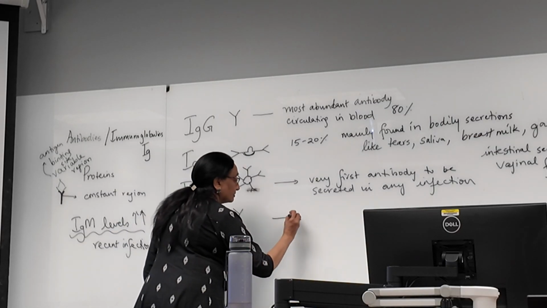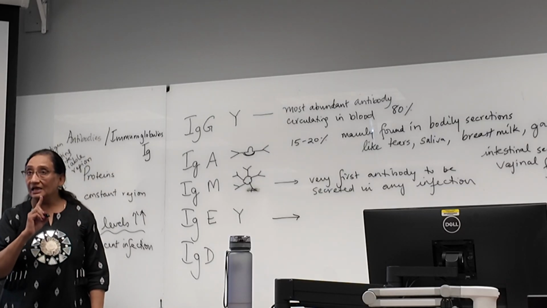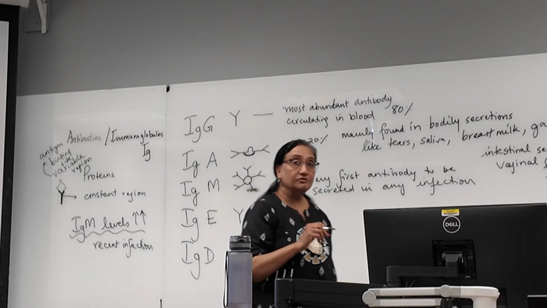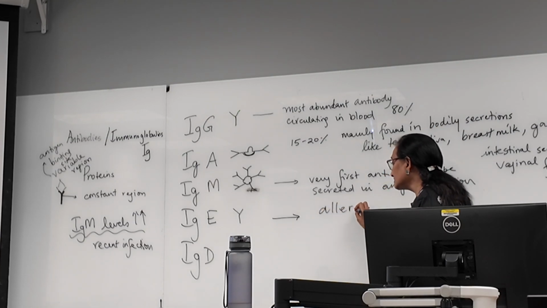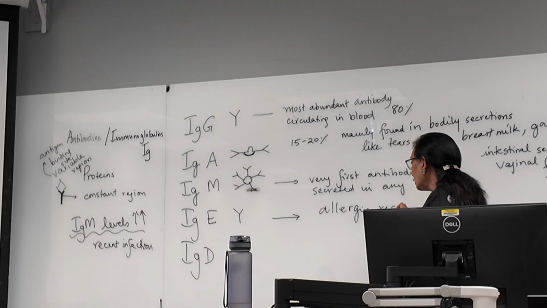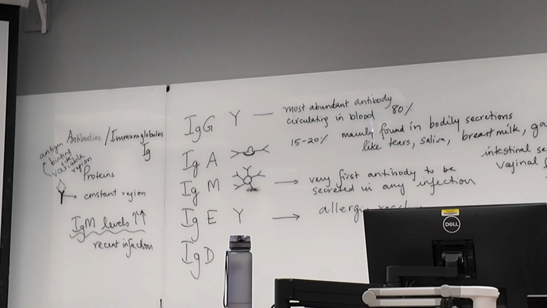Now IgE, this is the antibody that is responsible for allergic reactions. So people who have asthma, chronic asthma, will have IgE antibodies in their blood. Allergic reactions to anything, dust, pollen, medicines, okay? And also worm infections. IgE antibodies will be seen.